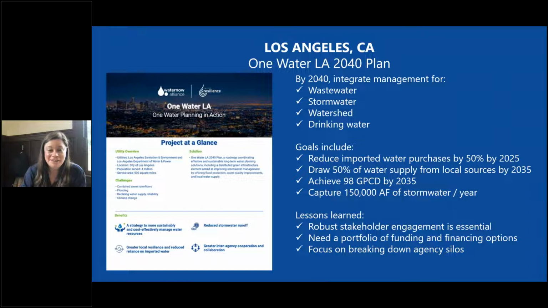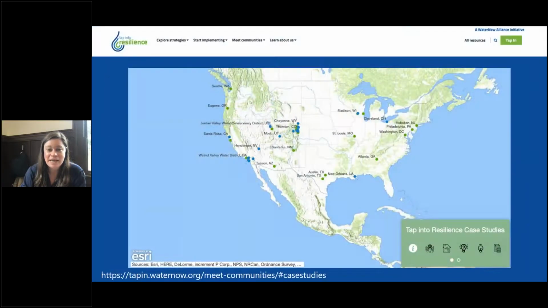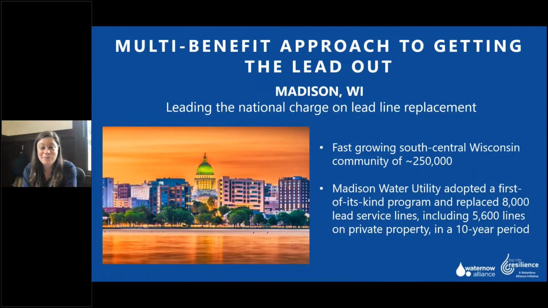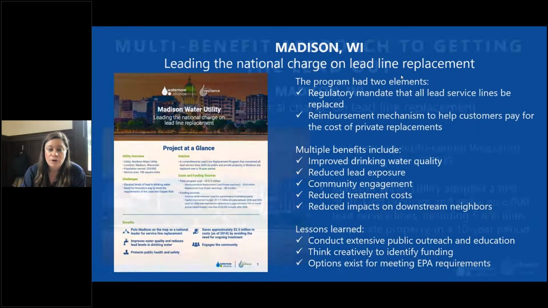Speaking of the map, we'll go to our next slide for our last example here for today, which is Madison, Wisconsin's lead service line replacement program. We'll get an overview of Madison on the next slide, which may be a less typical example of a multiple benefits integrated planning approach, but Madison's program to replace all of their publicly and privately owned service lines really is a good One Water example, I think.